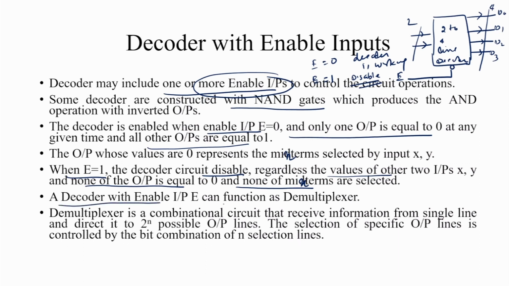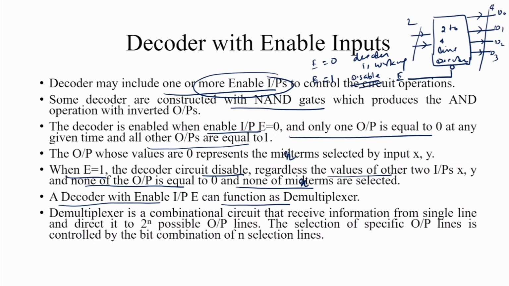Decoder with enable input also functions as a demultiplexer. Generally we know that in the case of a demultiplexer there is only a single input line, and that input line is transmitted over a maximum of 2 to the power n possible output lines with some selecting input lines. Means which output line is active at a particular time in a demultiplexer depends on the selection lines, and we will discuss the demultiplexer when we start the discussion about it.